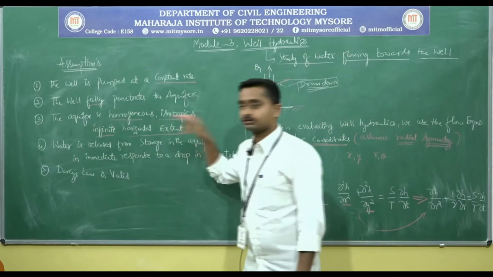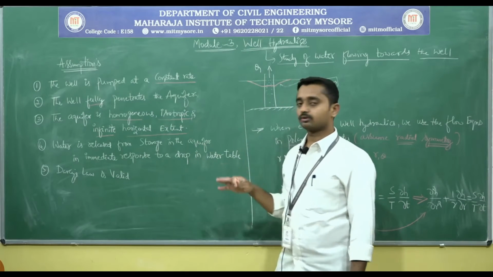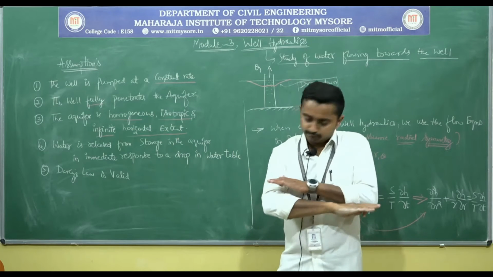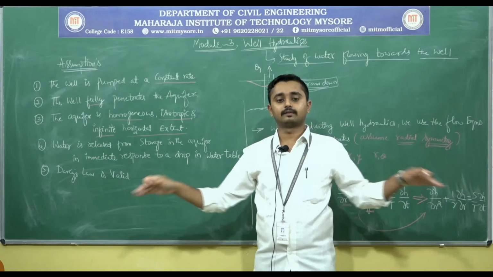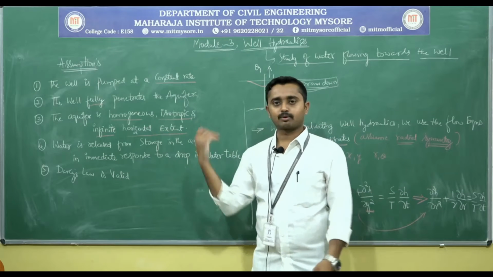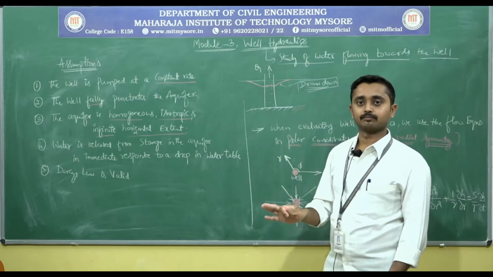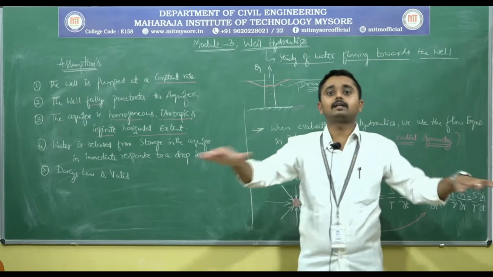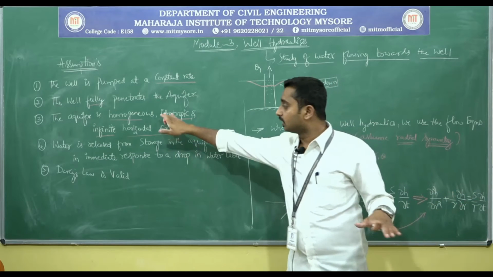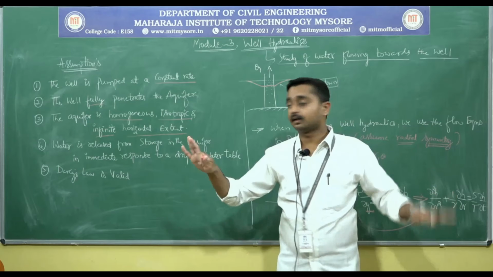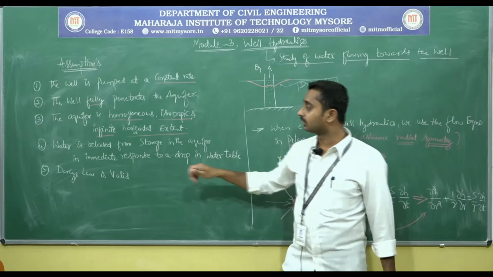The aquifer is homogeneous, isotropic and of infinite horizontal extent. There is no restriction, and the property of soil and water is the same throughout the infinite area. This is the meaning.